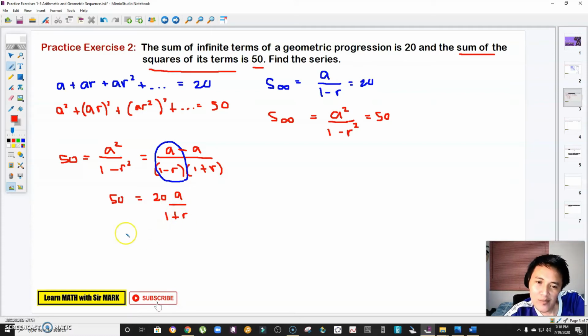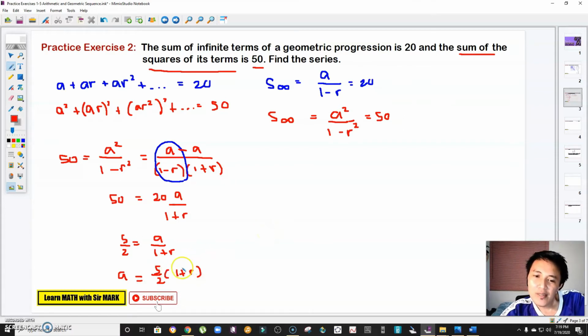So, in other words, you have 50 equals 20 a over 1 plus r. Or, dividing 50 by 20, 5 over 2, a over 1 plus r. Solving in terms of r, that will be a equals 5 over 2 times 1 plus r. Since we're after the series, we need a first term and a common ratio to get the series that will satisfy the two conditions.